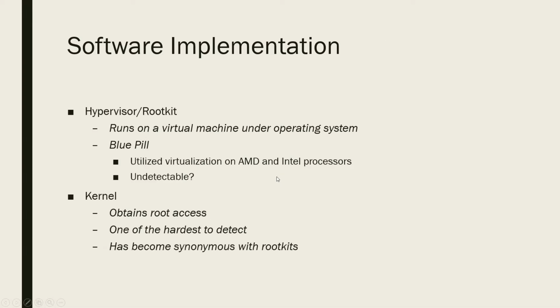And you have the kernel. Kernel keyloggers obtain root access to the system. Again, it is one of the hardest to detect because it runs as root on the system. This means that it has full control behind the operating system and it can do whatever it wants. The kernel keylogger has become synonymous with rootkits.